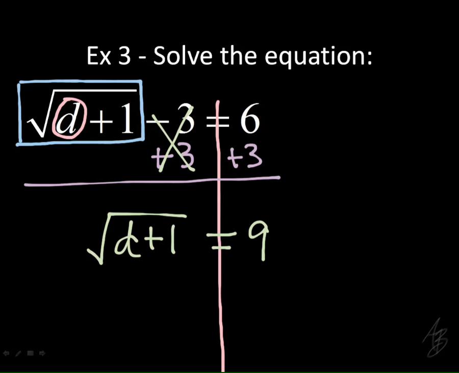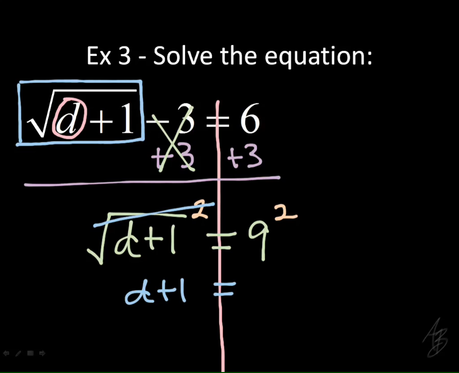We square it. So we've got the square root by itself. Now we have to get rid of the square root. So we do that by squaring it. So we square the left side. We square the right side to keep it balanced. And what's going to happen? The square root and the square cancel. What's left? D plus 1.